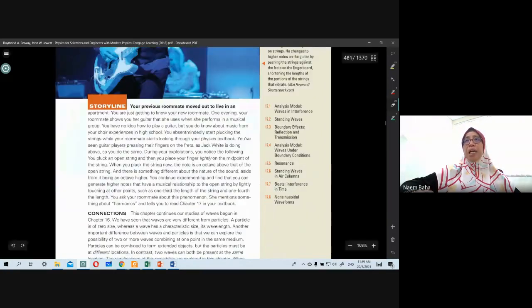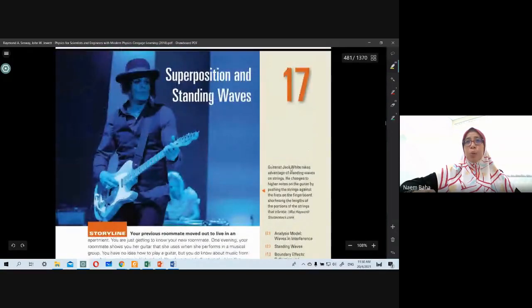What is a standing wave? A standing wave is, in reality, another name for resonance. So they give you this guitarist, Jack White, who uses the resonance situation so that the sound coming from the string would be amplified.